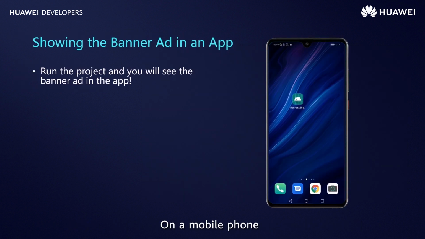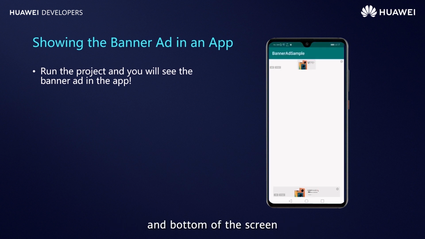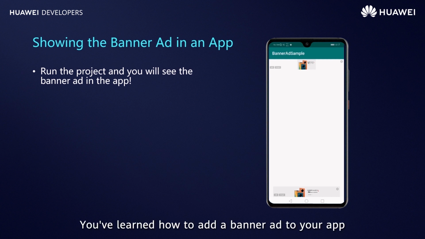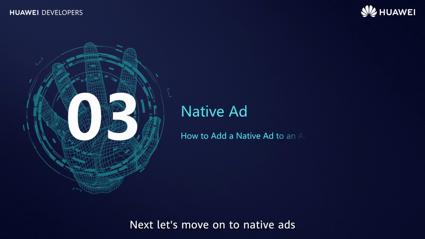On a mobile phone, watch as your app automatically obtains and displays the banner ads at the top and bottom of the screen. Congratulations! You've learned how to add a banner ad to your app. Next, let's move on to native ads.